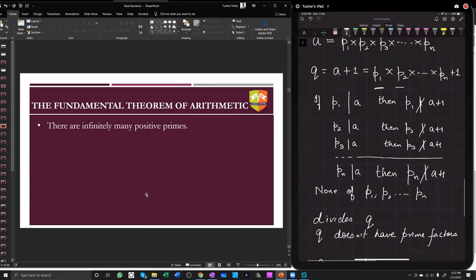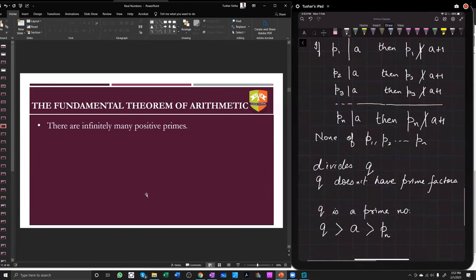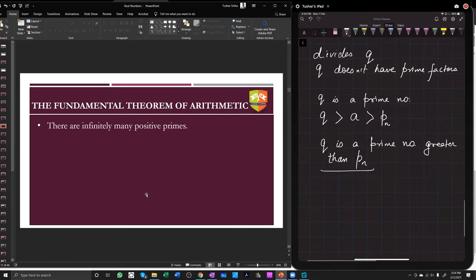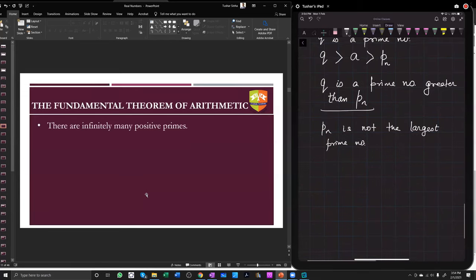Why is A greater than Pn? Because A was equal to P1 times P2, P3 times Pn and so on. So hence A is definitely greater than Pn. So you're saying that Q is a prime number greater than Pn. But how is this possible? You had assumed Pn to be the largest. This means Pn is not the largest or greatest prime number. So hence we meet a contradiction.